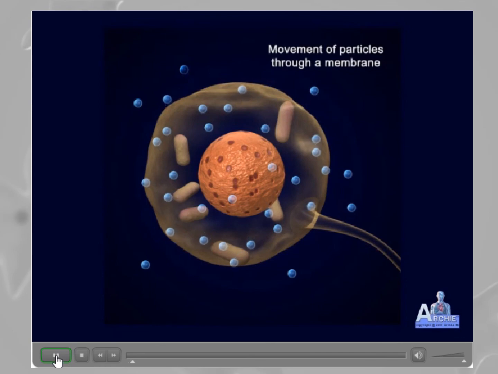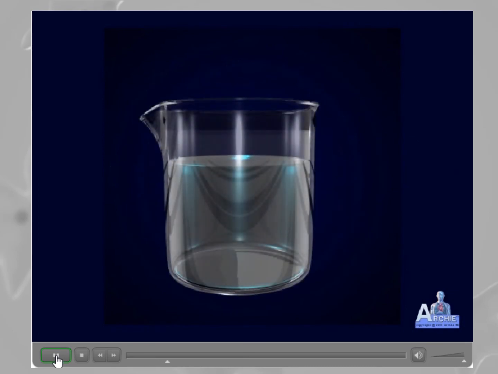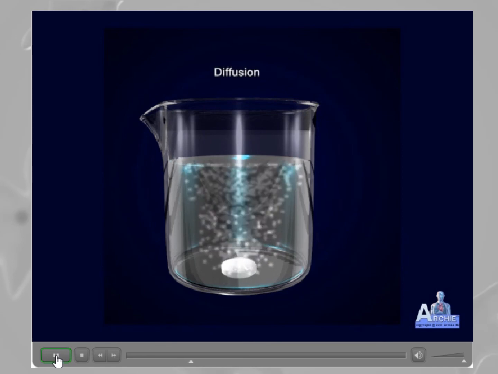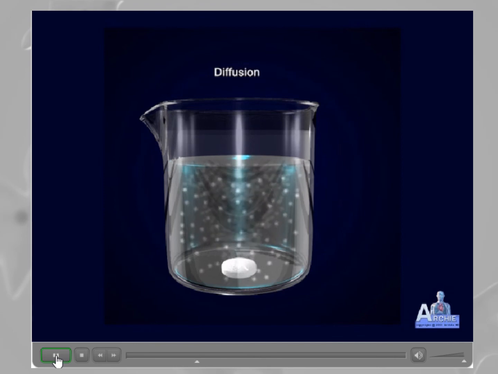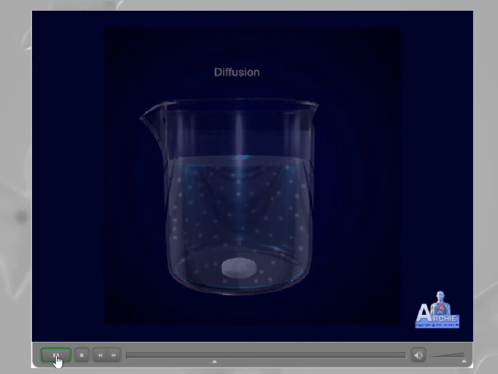Okay, so I'll just talk you through this. It's just showing movement of particles moving through the membrane, just through diffusion. This diagram is going to show you just another simple diffusion. You've got a beaker of water, you drop some sort of a tablet and it dissolves, and then eventually the particles will spread out throughout the liquid and they'll reach equilibrium. All those little molecules are evenly spaced apart.